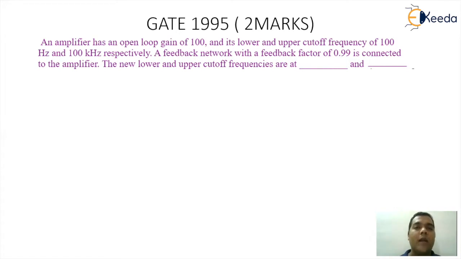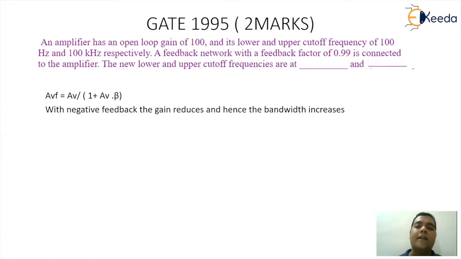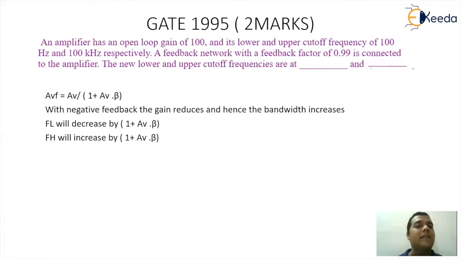Let's go for the calculation to get the solution. As we are aware, AVF is AV by 1 plus AV beta. So with negative feedback, the gain will reduce and hence the bandwidth has to increase. The FL will decrease by a factor 1 plus AV beta and the FH will increase by the factor 1 plus AV beta. Here AV is given as 100, beta is given as 0.99. So 1 plus AV beta will be equal to 1 plus 100 into 0.99, which gives me the value 100.